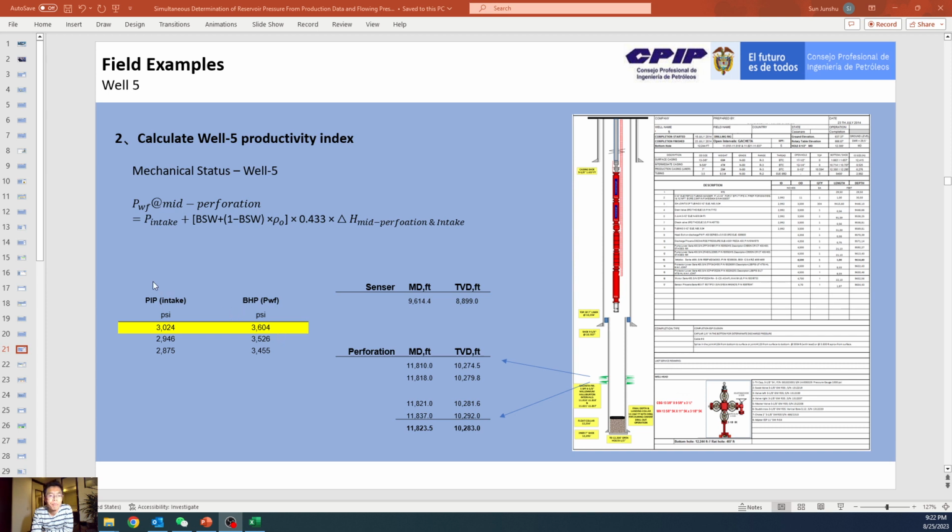So for each PIP, using the BSW and the delta H, we can get a corresponding flowing pressure. Here we ignore the friction of the fluid during the production, since here the flowing rate is not quite high.